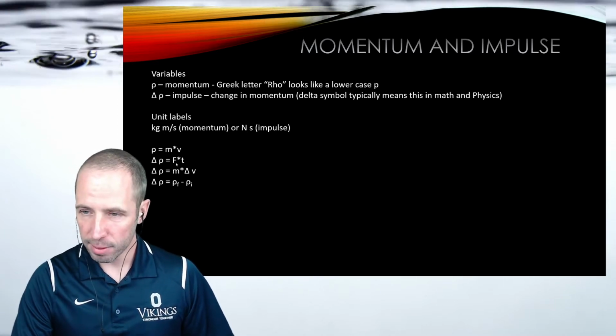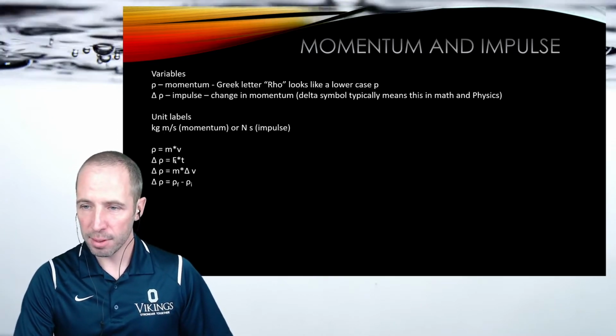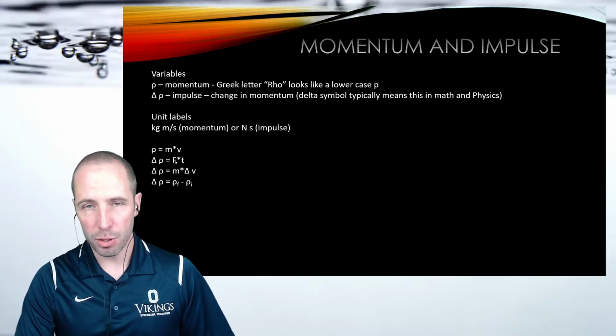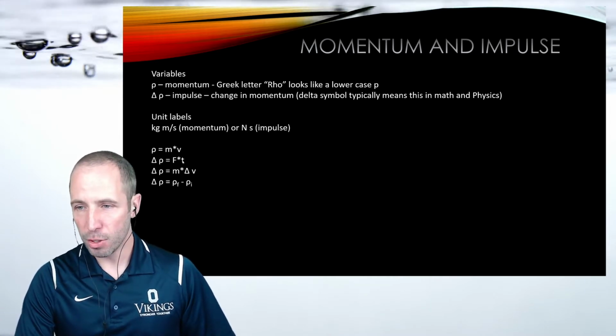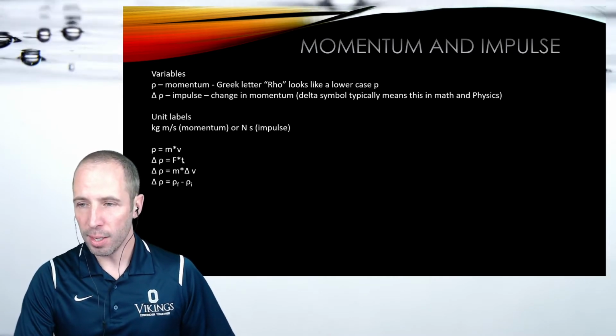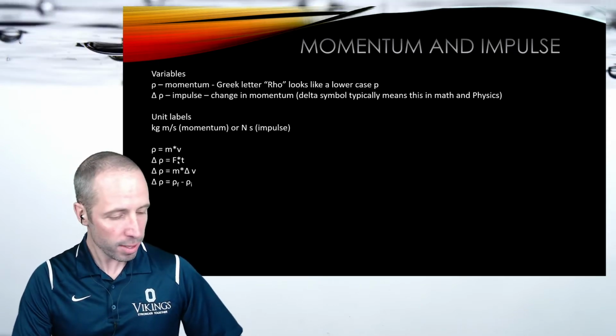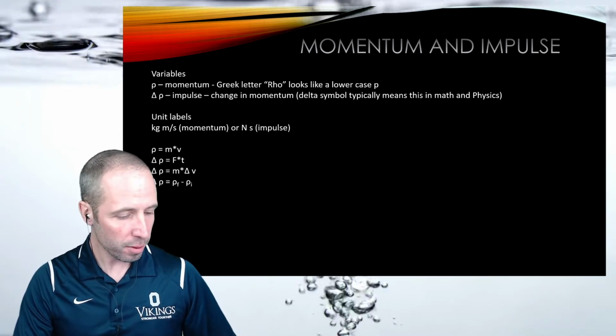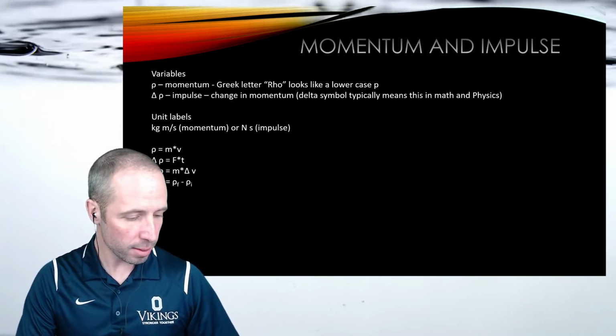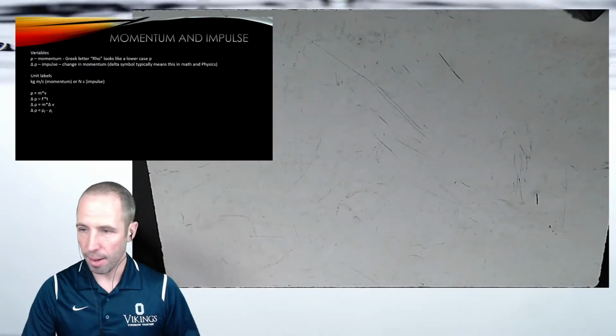Meanwhile, for impulse, the main equation we're going to use is force times time. Force is measured in newtons, time is measured in seconds. So the unit label is newton seconds, just the multiple of those two things. And one thing you might be wondering is, if they're really the same thing, how come they're getting two different sets of unit labels? And the answer is they're not.